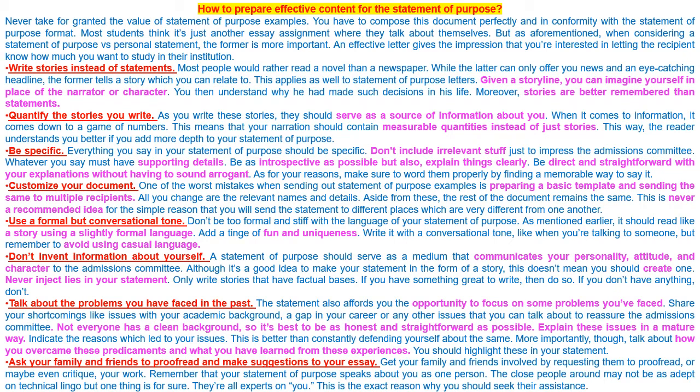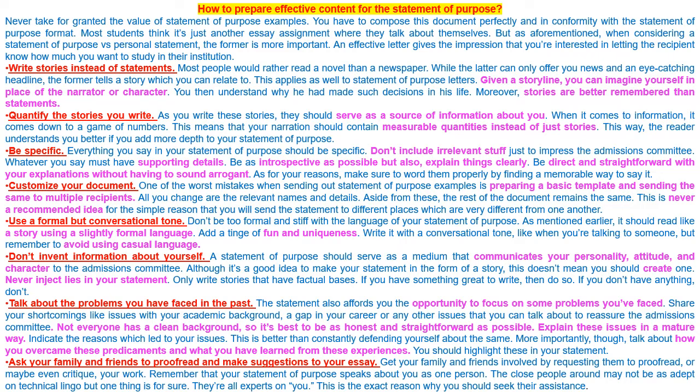How to prepare effective content for the statement of purpose. Never take for granted the value of statement of purpose examples. You have to compose this document perfectly and in conformity with the statement of purpose format. Most students think it's just another essay assignment where they talk about themselves. But as aforementioned, when considering a statement of purpose versus personal statement, the former is more important.